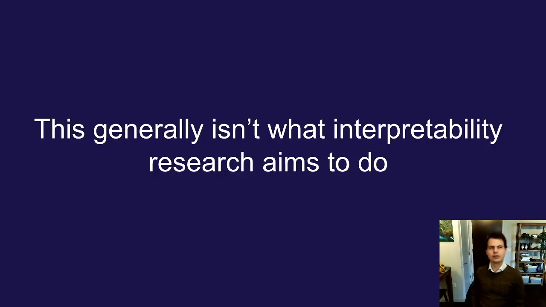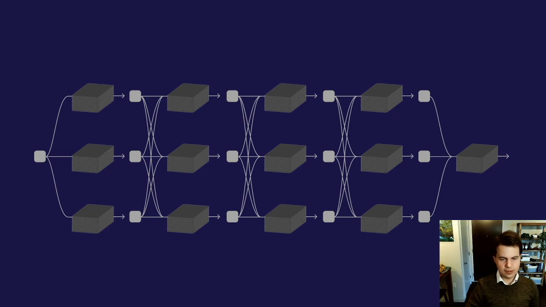This isn't generally what interpretability aims to do, right? So interpretability research, I think a relatively small fraction of it is targeted at reverse engineering neural networks. And to help us think about this, we're going to have this sort of toy neural network diagram here to think about.